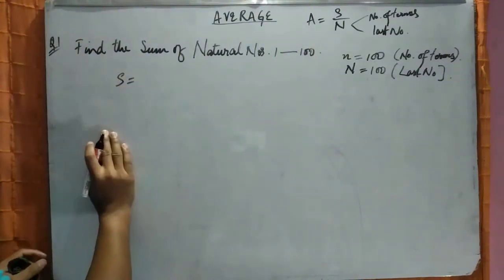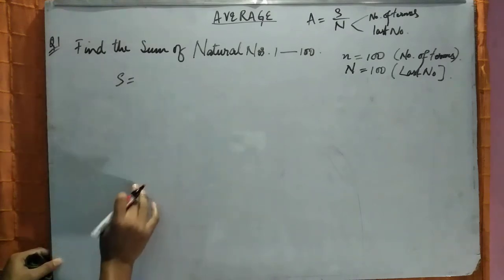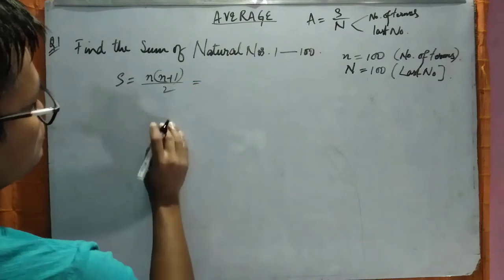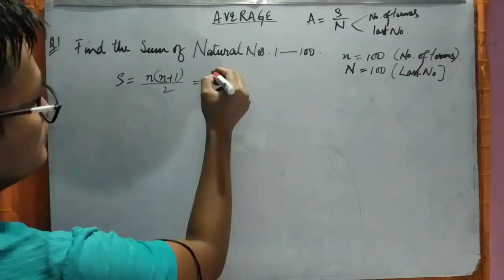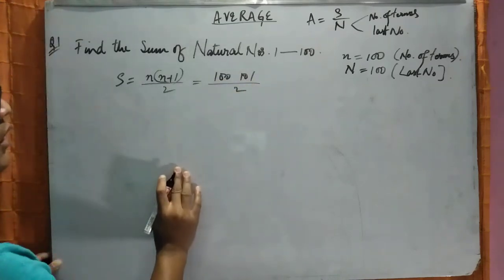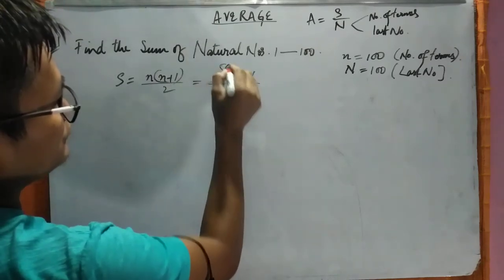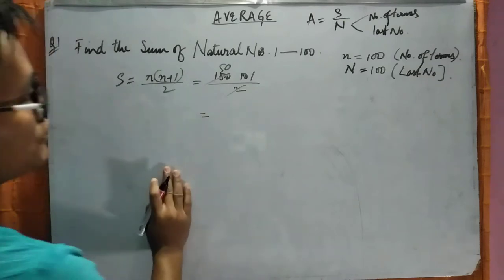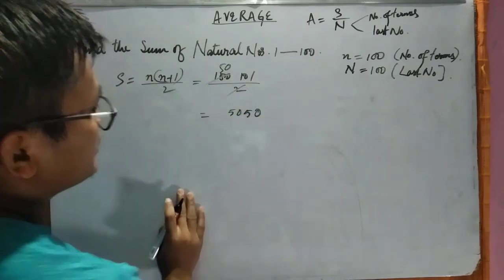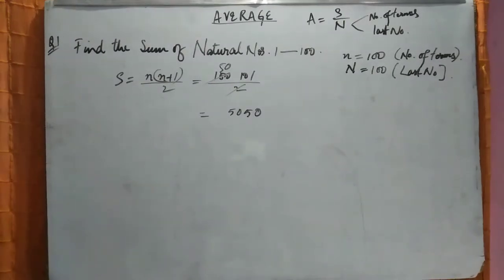The formula is n(n+1)/2, so 100 times 101 divided by 2 is 50 times 101, which is 5050. This is equation number 1.